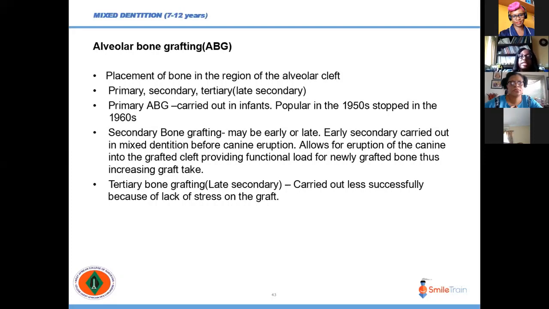And this provides stress. The eruption of the canine provides a functional load on the newly grafted bone. So it increases the graft take. Now in late secondary or tertiary bone grafting, the canine has already erupted. And you find out that it's less successful because there's less stress placed on the graft. So stress is good in this case.